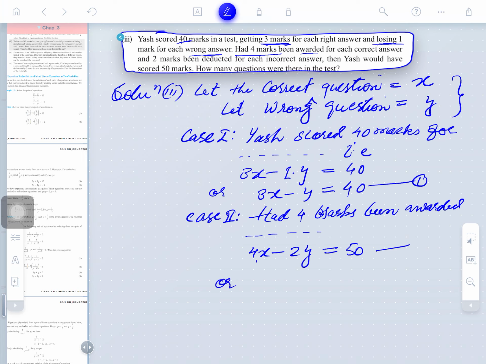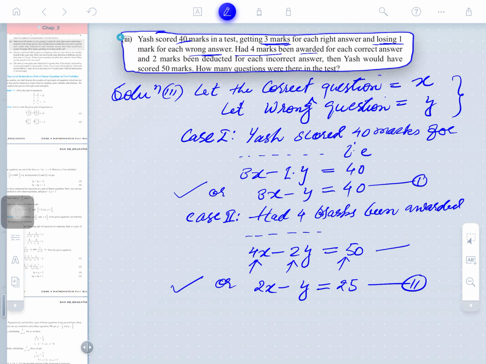Can it be simplified further? It's 4, it's 2, and it's 50, so they have a common 2 in each. So it shall be 2x and y is equal to 25. This is equation number 2. Now the 2 equations are before you. You may say this is equation 1 and this is equation 2, and solving these equations, you can obtain the right answer for x and y.